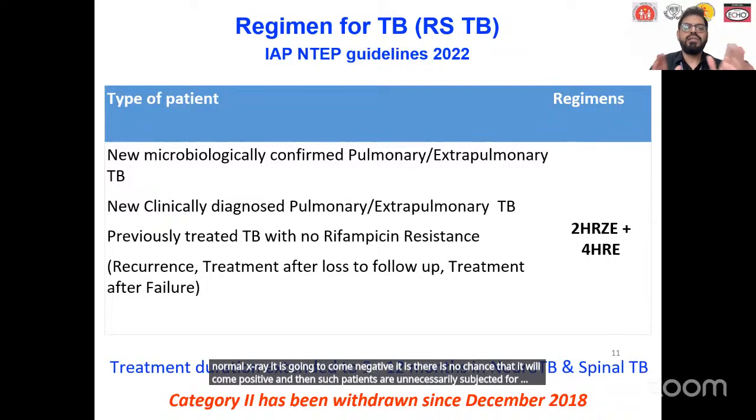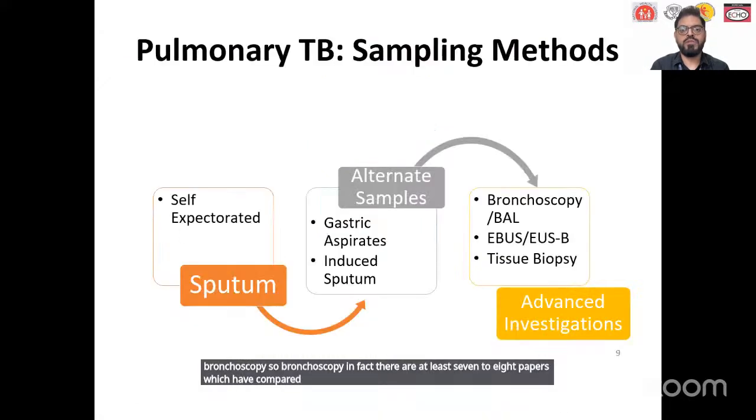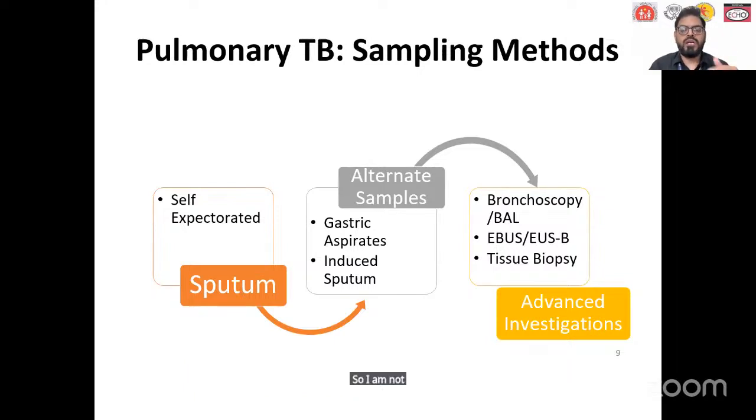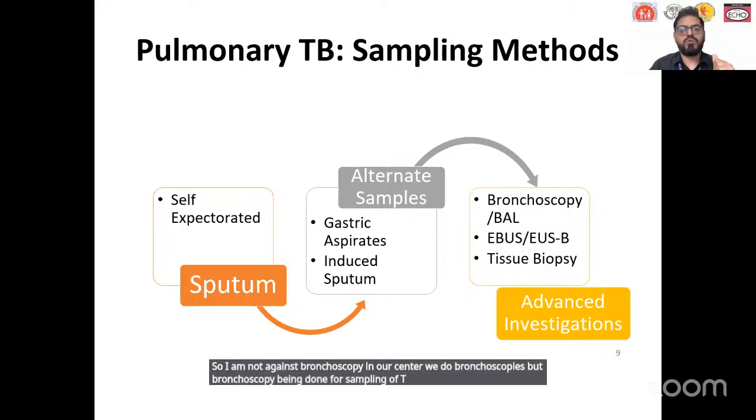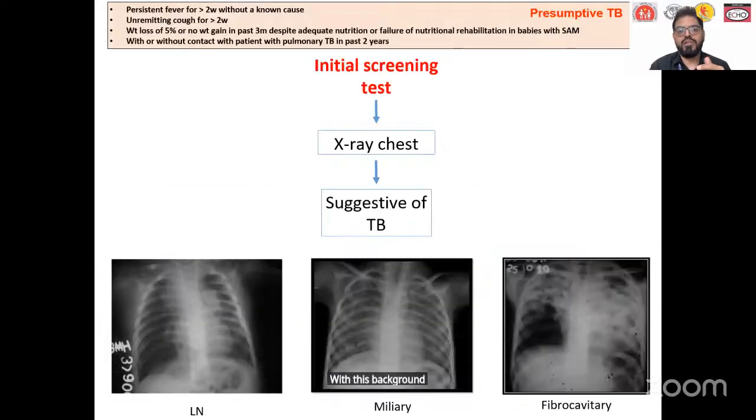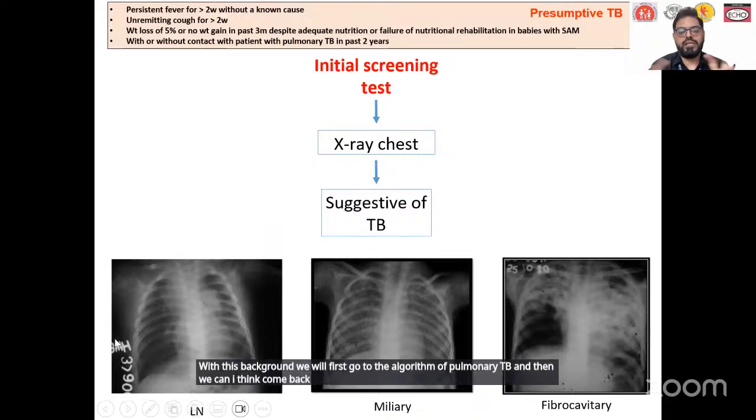In fact, there are at least 7 to 8 papers which have compared gastric aspirate and bronchoscopy, and they have seen that a properly collected gastric aspirate is as good as bronchoscopy. So I am not against bronchoscopy. In our center, we do bronchoscopies, but bronchoscopy being done for sampling of TB is very less. We do bronchoscopies for other indications. A very small number of patients, we would actually do bronchoscopy for collection of samples. Then with this background, we will first go to the algorithm of pulmonary TB, and then we can come back to the treatment, that is the treatment of drugs.